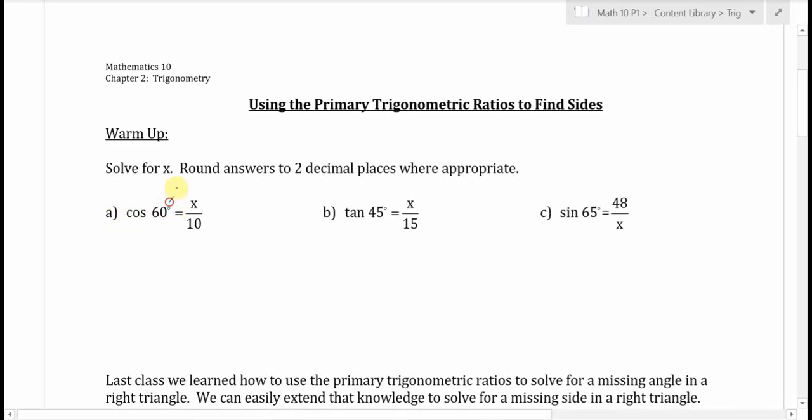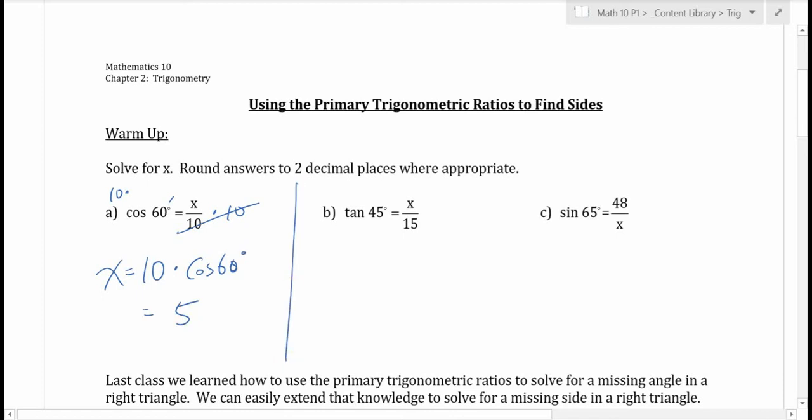So to solve for x, we simply multiply both sides by 10, and that will get rid of that. All you have to do is go 10 times cosine 60, and put that into a calculator. That will get you the answer. So cosine 60 times 10 is equal to 5. So x equals 5. And you can do the same thing here for part B.